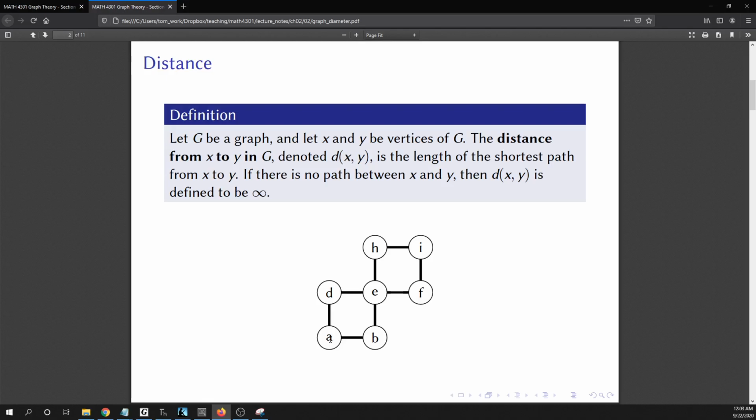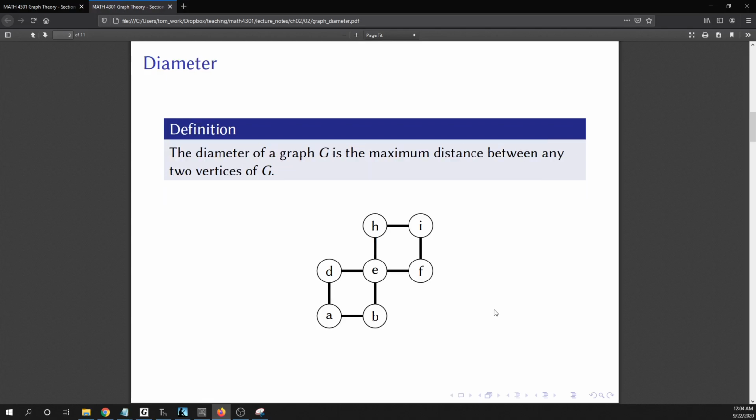Okay, so here in this graph we have vertex A and vertex B. They would be distance 1 from each other. And vertex A and vertex E would be distance 2, right? Vertex A and vertex F distance 3. And vertex A and vertex I would be distance 4, all right? So that's a pretty straightforward definition.